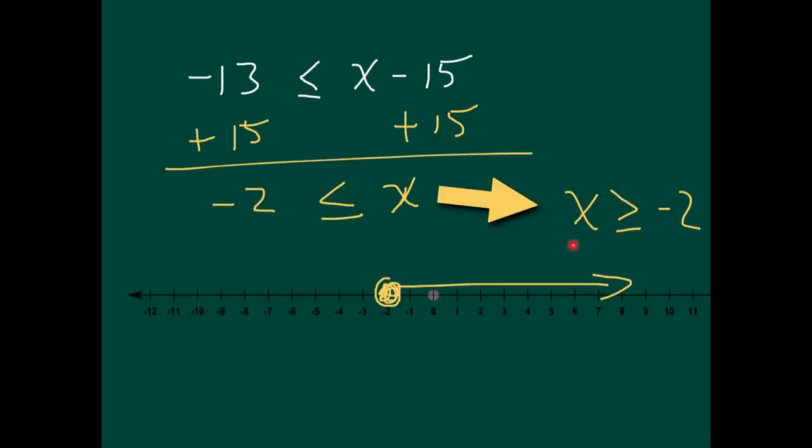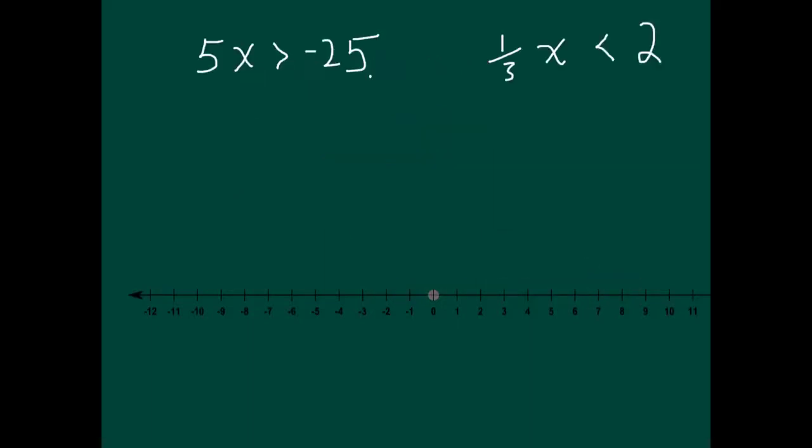That's generally the easier form. You go over here to negative 2. It includes negative 2, so you darken negative 2 in, and x is greater than, so you draw the arrow to the right, because greater is to the right. Okay, the pattern continues to be exactly the same with multiplication and division.